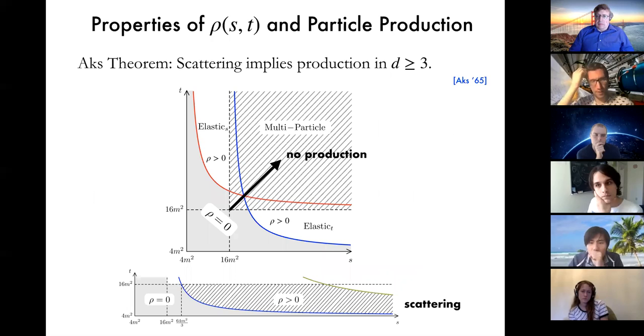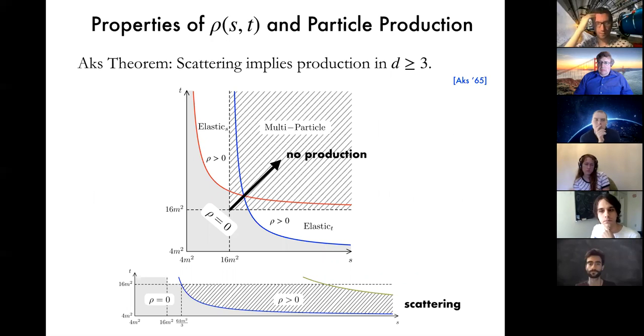This is known as the Axe theorem, which says that if you have a scattering, then you must have production in D larger than 3. It again assumes extended analyticity, and the argument is as follows. I told you that from elastic unitarity, it follows that there is this Steinmann shadow region where there is no rho. But here I restricted myself between 4 and 16 because that's where elastic unitarity was valid, right?